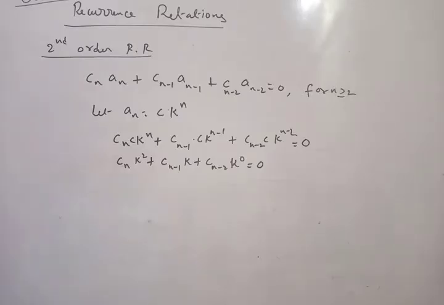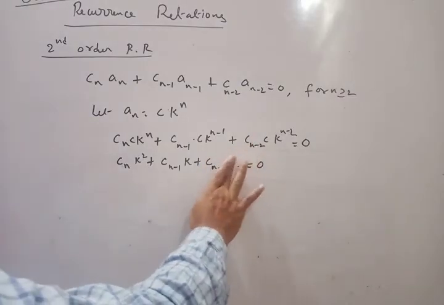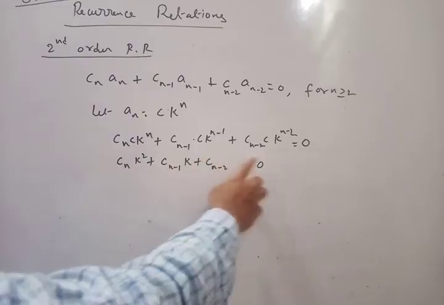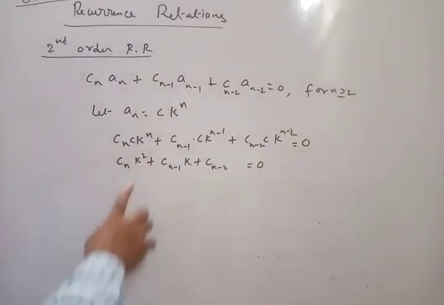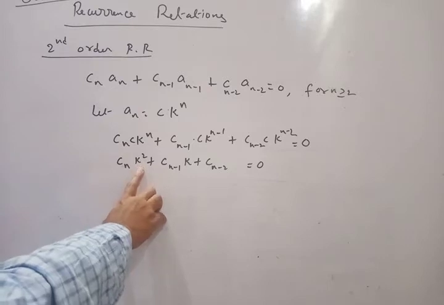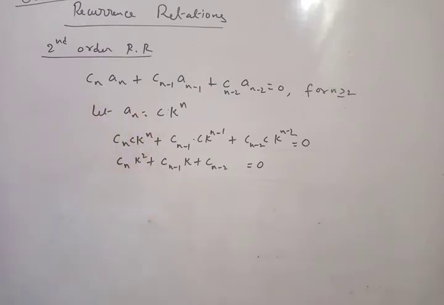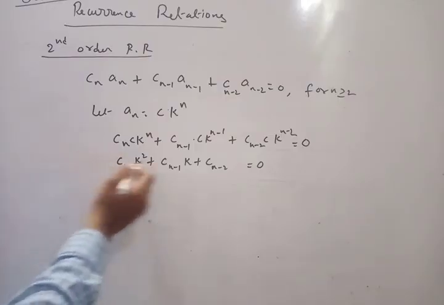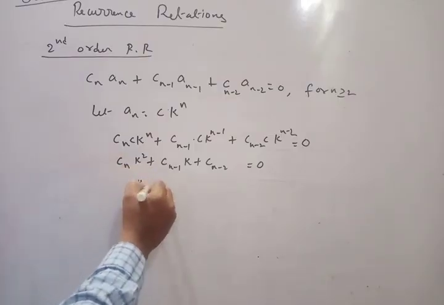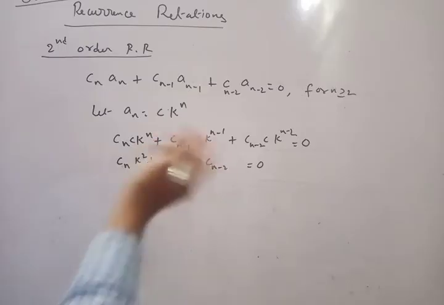So C_n k² + C_{n-1} k + C_{n-2} k⁰ = 0, where k⁰ can be taken as 1. So this is converted into a quadratic equation, right? Now you will find the roots. How many roots do we get here? We get 2 roots, correct? Now what are the cases here? k1 and k2, we get 2 roots.